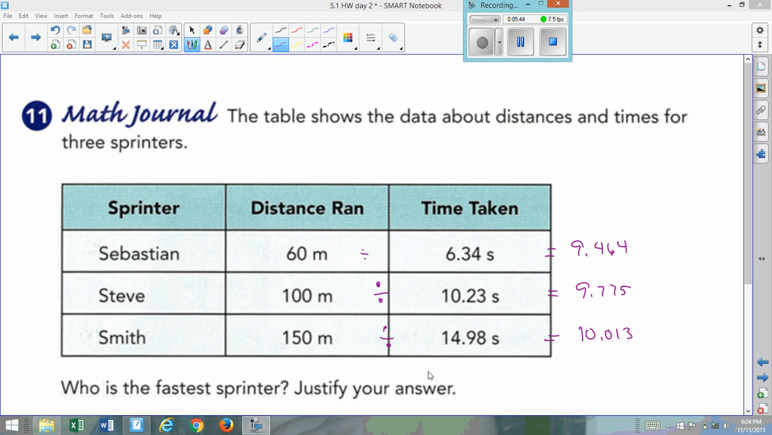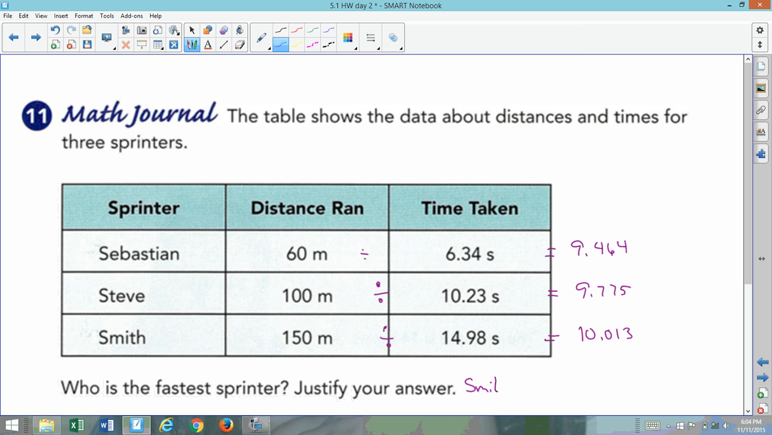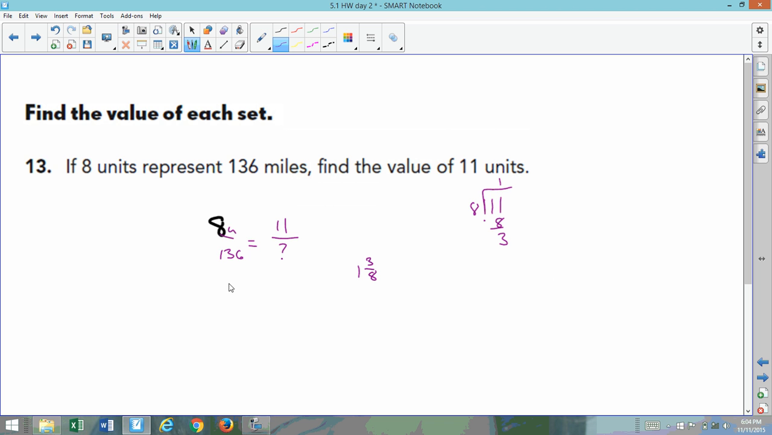And who is the fastest sprinter? Well, if we look up here, Smith goes 10.013 meters per second. So Smith is faster than the rest. I was messing around with this earlier. I'm just going to erase it.